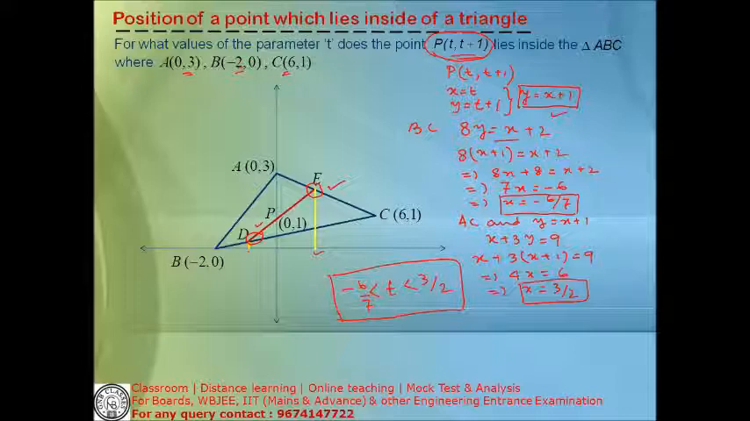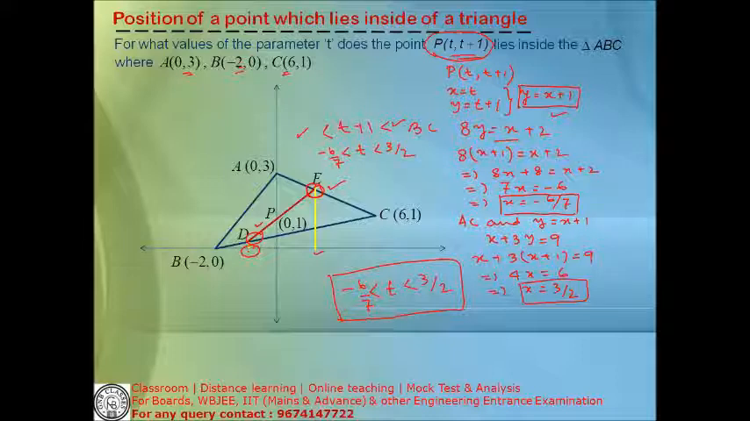Even if you find out the ordinate, you will get the same answer, because you see again your ordinate t plus 1 will be more than the ordinate of that point D as well as the ordinate of the point E. So it will be more than that, and it will be less than the ordinate of the point D. So from here also, if you solve, you will get that t is lying between minus 6 by 7 and 3 by 2. Is this clear?